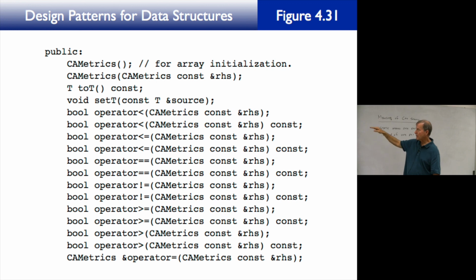And then we have a whole list. Now what do we have here? Operator less than or equal to, operator equals equals, operator not equal to, operator greater than or equal to, operator. You see what we're saying? And now what are we doing here? This is operator overloading, right?